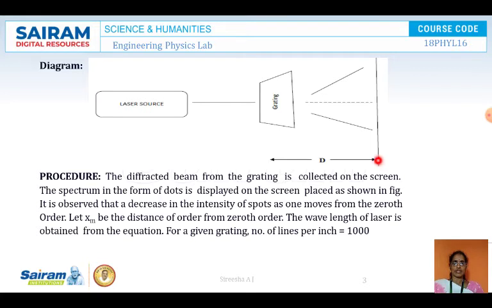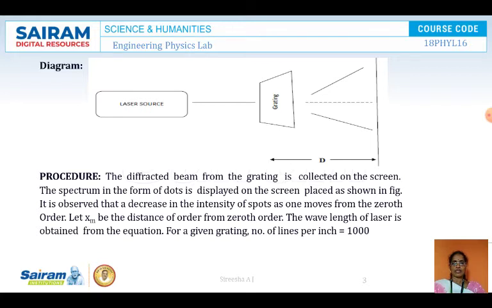The intensity keeps on decreasing. Here the procedure is that the diffraction beam from the grating is collected on the screen. The spectrum is in the form of dots and is displayed on the screen. It is observed that the intensity of the spots decreases as one moves away from the 0th order.